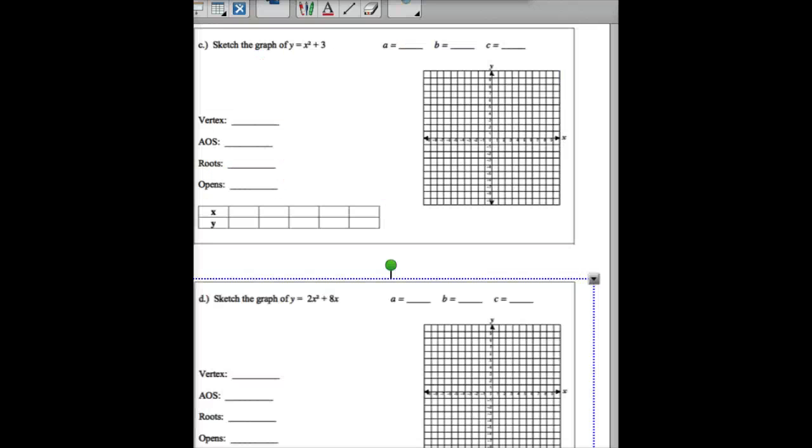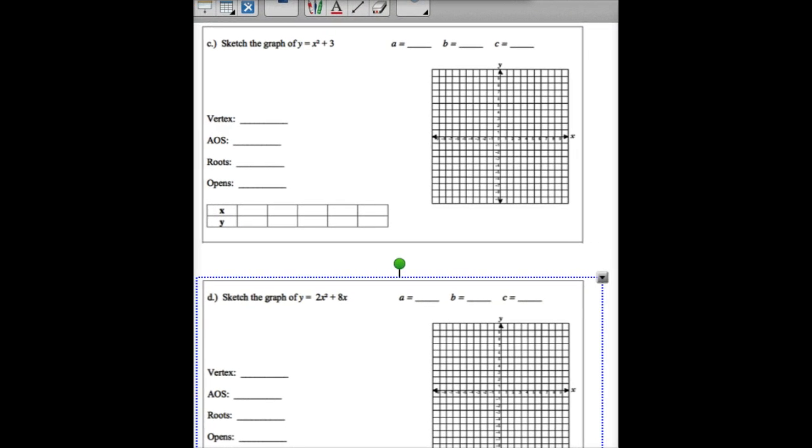And our next one will be the graph of x squared plus 3. So right here with the graph of x squared plus 3, again, I'm going to rewrite it so I can see my a, my 1x squared, my b, which is missing, and my c. A is 1, b is 0, c is 3.